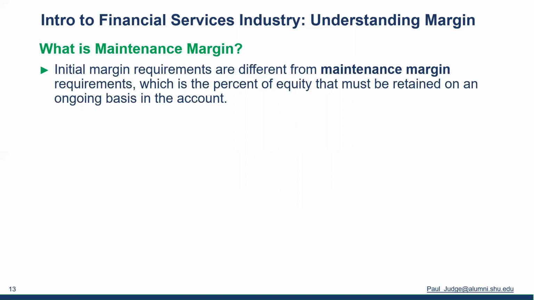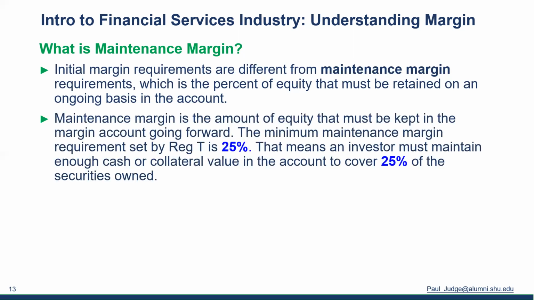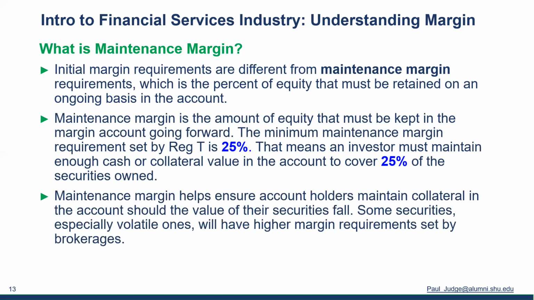But now you've got the securities in your account and you just hold them. Two months go by, three months go by. You have to maintain a certain level of ownership. That's the maintenance margin portion. Maintenance margin is the amount of equity that must be kept in a margin account going forward. The minimum maintenance margin requirement by Reg T is 25%. That means an investor must maintain enough cash or collateral value in the account to cover 25% of the securities owned.